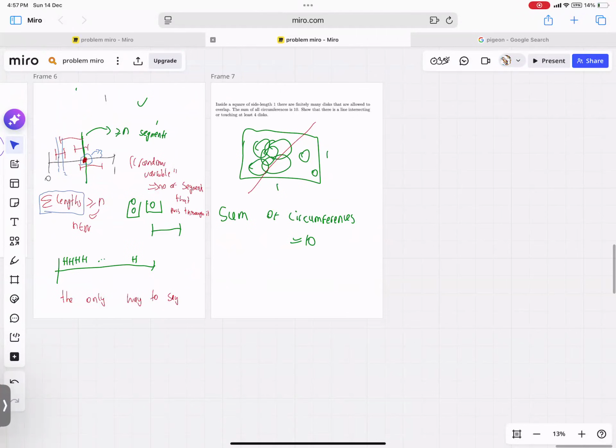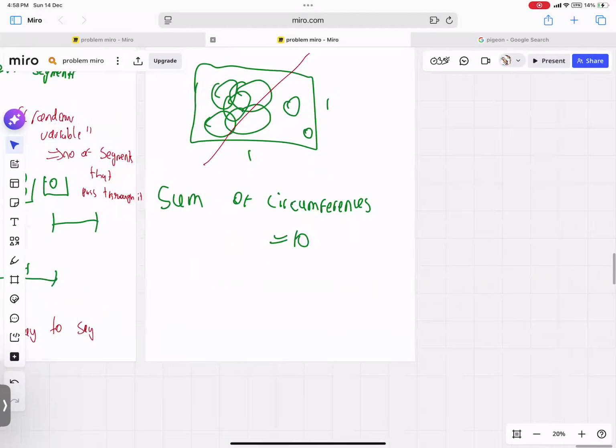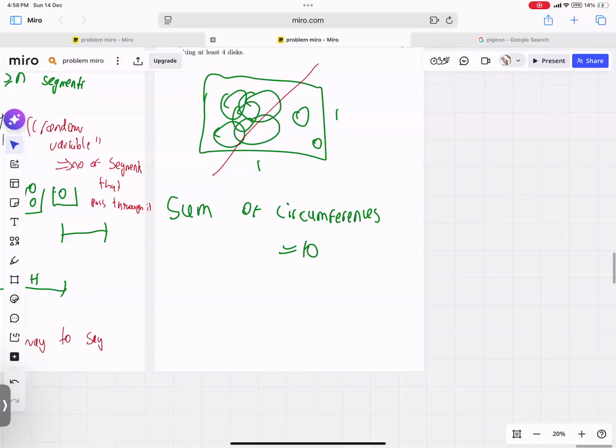As in the average value theorem? Yes, that's precisely it. But I don't want to talk too much about it, and that's not exactly the pigeonhole principle. Let's get back to the pigeonhole part.